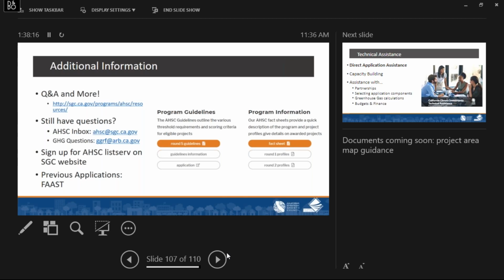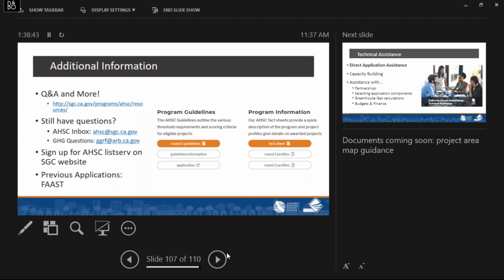You can also sign up for the AHSC listserv on our SGC website to get any news or notifications. We really encourage you to do that. You can also look at previous applications through the FAST portal. The public search tool allows you to look at all previously submitted applications. So for example, you can go to round 4, search for projects that were awarded in round 4 and really get into the details of what they did.